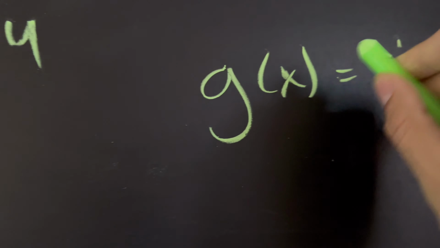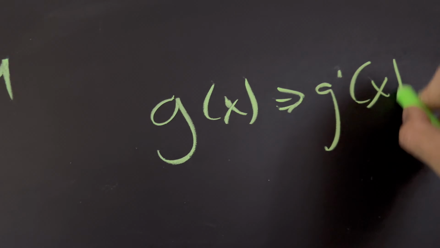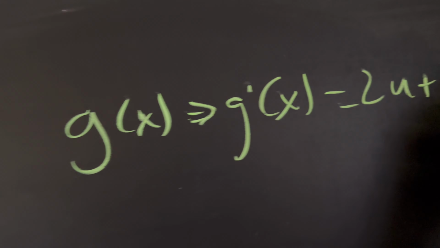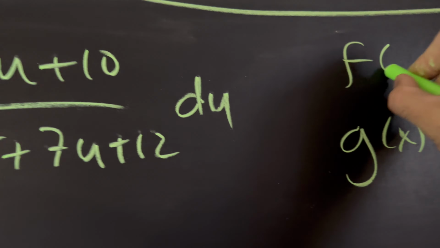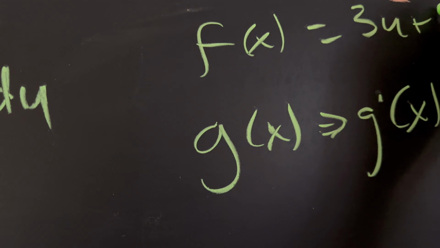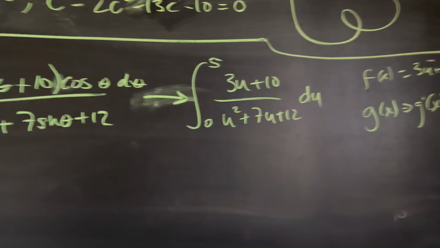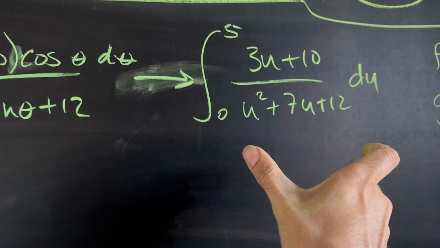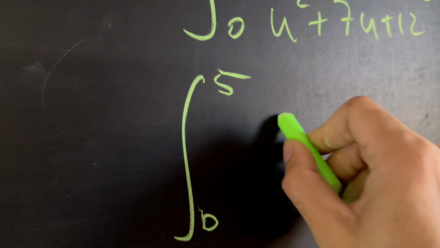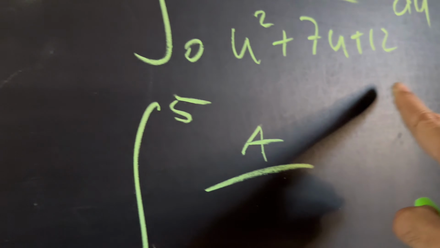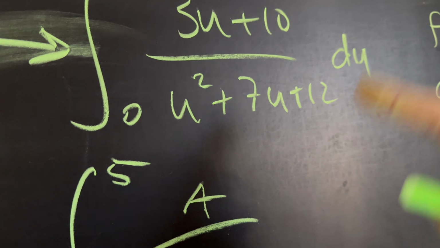And that would imply that my g prime of x is going to be 2u plus 7. So I'll talk about that in a second. This is going to be my f of x, and then my f of x is going to be 3u plus 10. The reason we're doing this is because if we're going to use Scribble's lemma, and if we factor this out, it's u plus 3 times u plus 4.